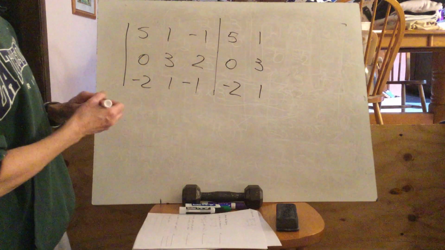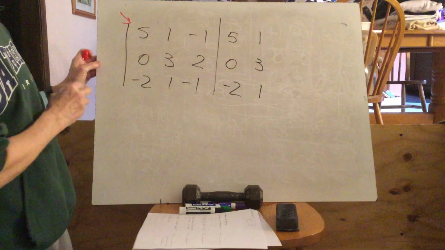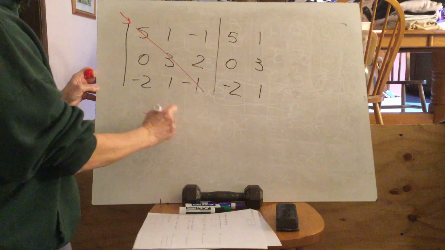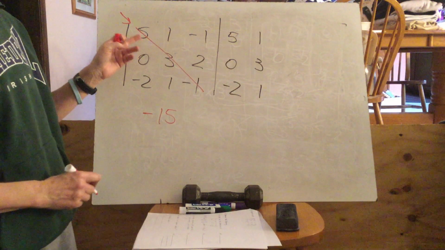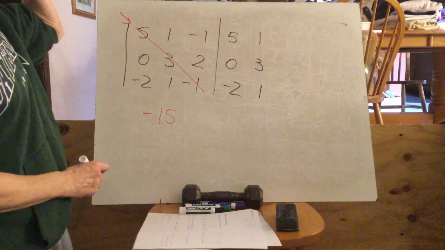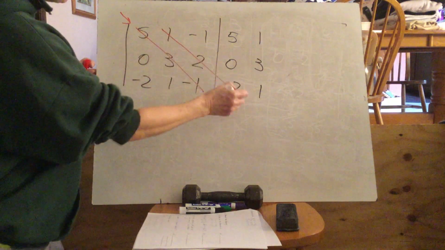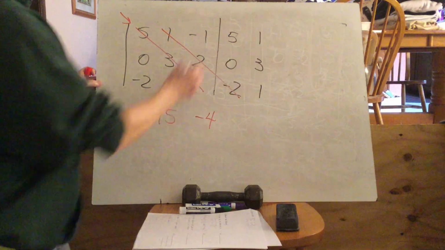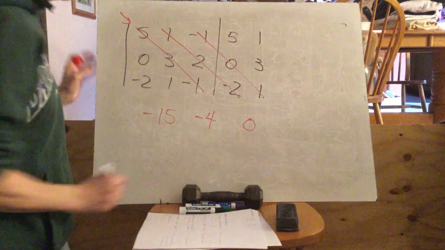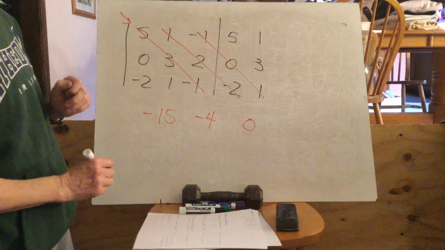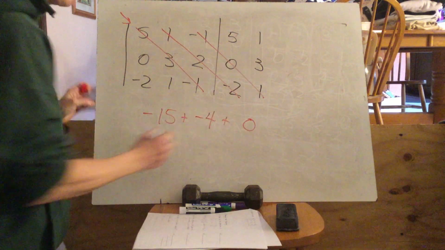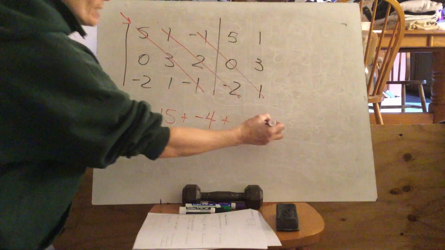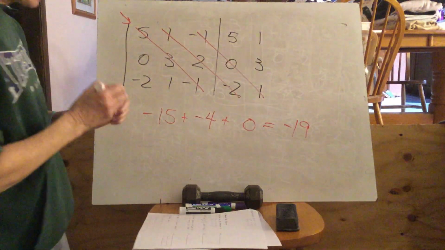Okay, now start right here. Always start right here. I'm going to multiply those 3 numbers together, and I get negative 15. I am multiplying 5 times 3 times negative 1. Then I'm going to multiply these 3 together, and I get negative 4. And then I multiply these together, and I get 0. Now I'm going to add those up. So negative 15, negative 4, and 0. So that gives me negative 19.